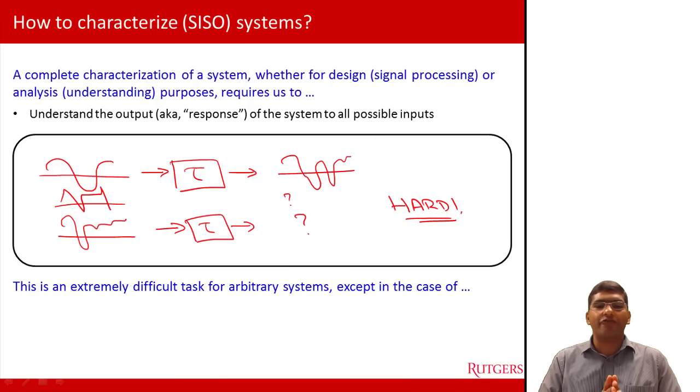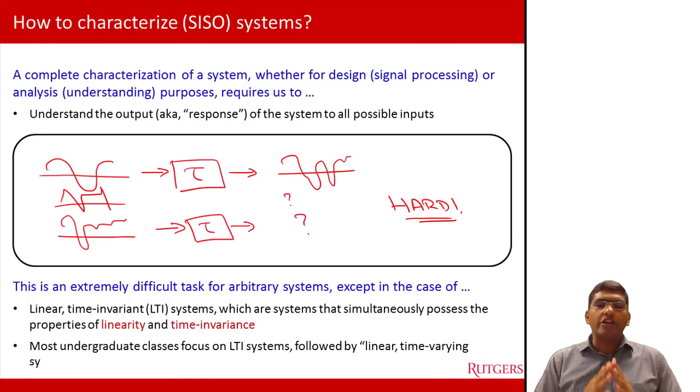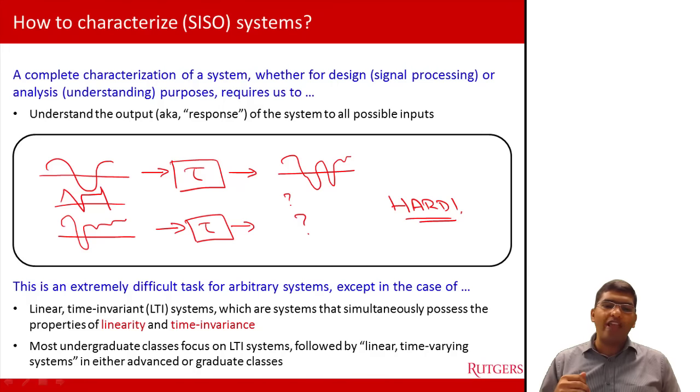This is very difficult for arbitrary systems, except in certain cases. In particular, it becomes an easier task when you talk about systems which are known as linear time-invariant systems. These are the systems that simultaneously possess the properties of linearity and time invariance. Now, because of the ease of these systems and the way that you characterize them, most undergraduate classes actually focus on LTI or linear time invariant systems, and then in advanced classes you can sometimes think of linear time varying systems. We'll focus here on only linear time invariant systems, and we'll look at why it is easy for LTI systems to know the output to every possible input. Well, let's look at that.